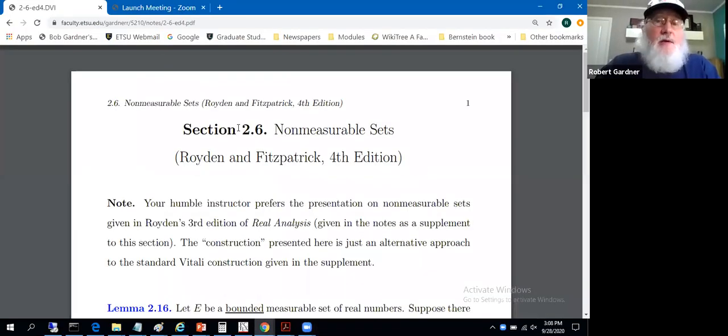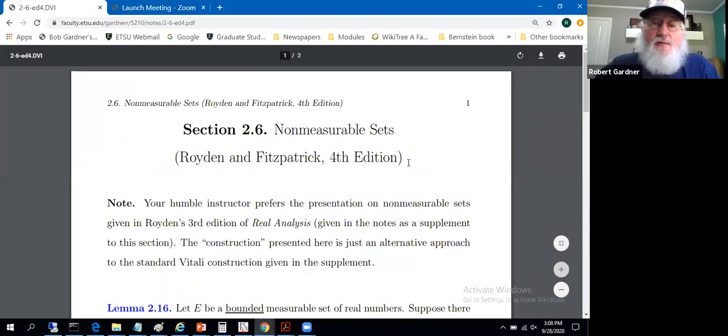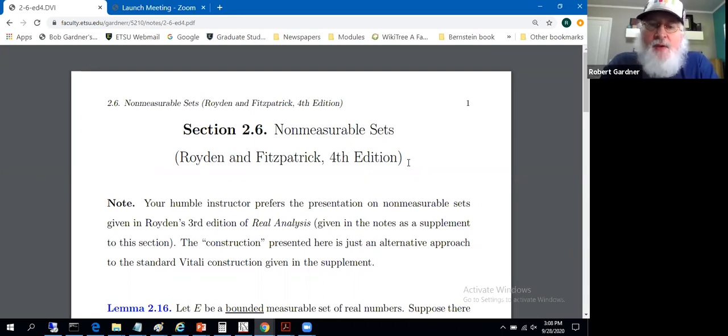Let's look at section 2.6, non-measurable sets, from the 4th edition of Royden and Fitzpatrick. This is a bit of a brief version of section 2.6.